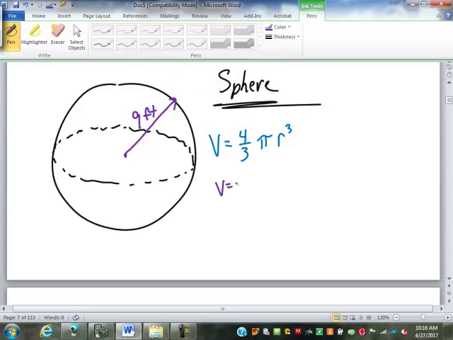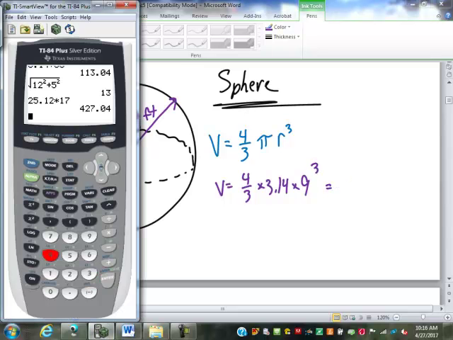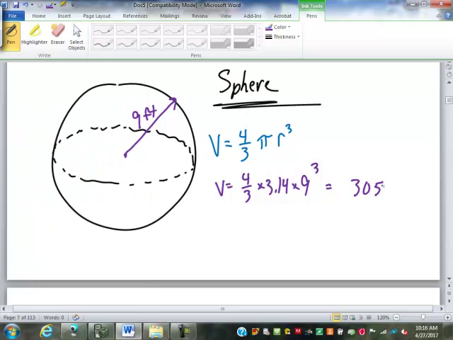This volume will be 4/3 times, we'll put 3.14 for pi, times 9 cubed. So 4/3 is 4 divided by 3, times 3.14 for pi, times 9 to the power of 3, so 9 cubed, 3,052.08. That was in feet, so this is going to be feet cubed. That's my volume.